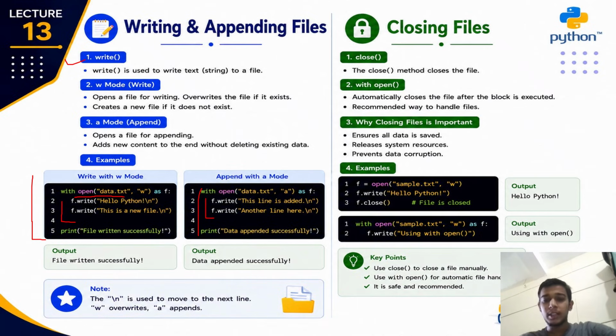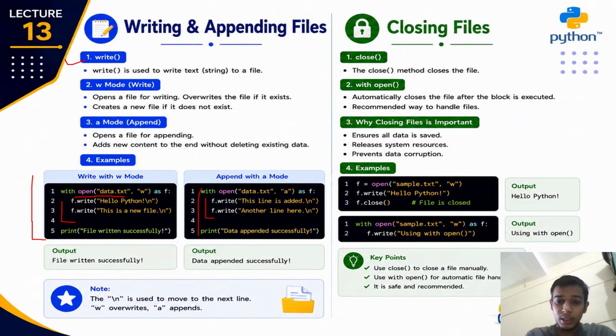So remember the main difference. W mode writes new content and overrides existing content. A mode adds new content without deleting existing content. So now let's talk about closing files. When we manually open a file using open, we should close it after finishing our work. We can use the close method.